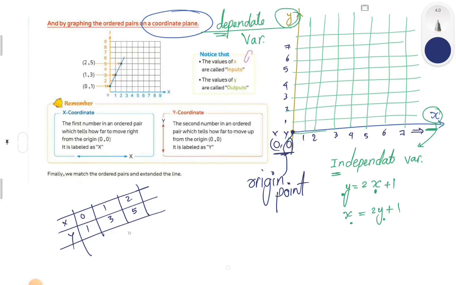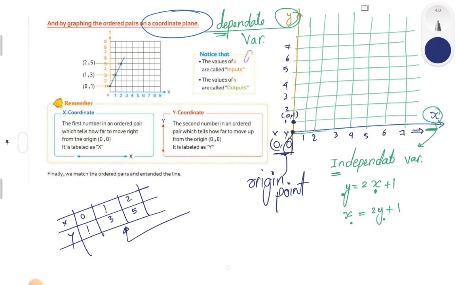Okay, now I can graph these values on the coordinate plane, as x 0 with y 1. Start with x. Where is x 0? Here. And y what? 1. So start with 0 on the x-axis and move to the value of 1 on the y-axis. So this is the first point, and this point's coordinate is 0 and 1, right?